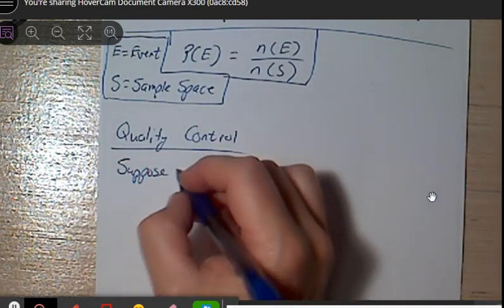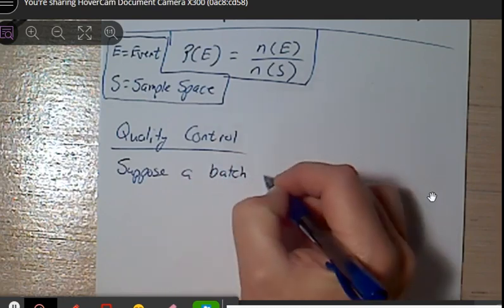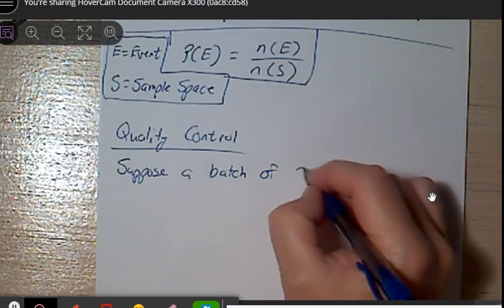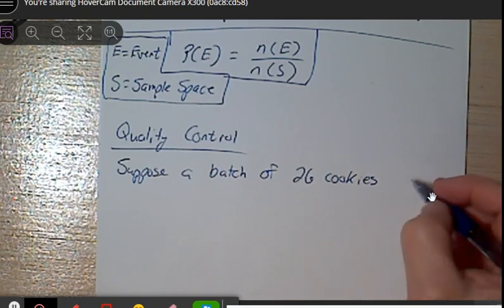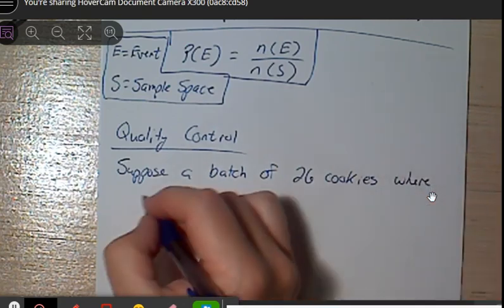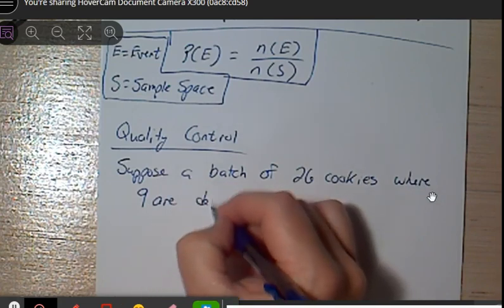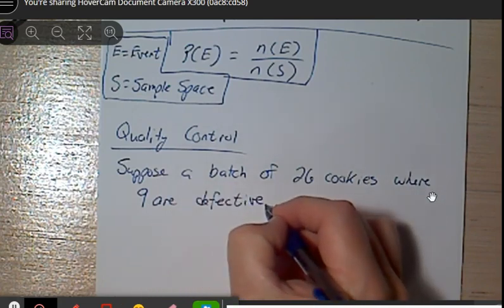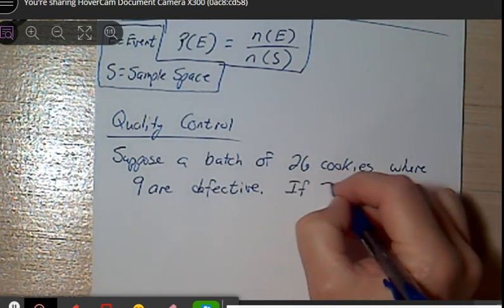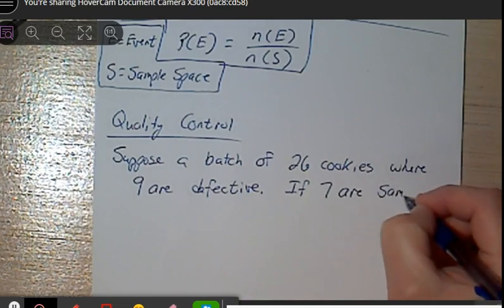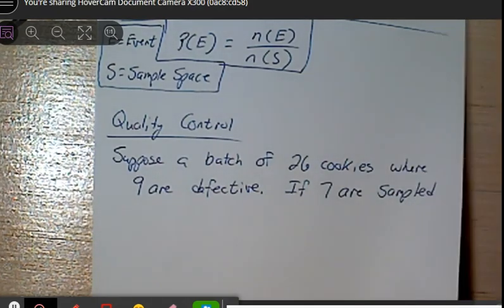Let's say suppose you have a batch of 26 cookies where 9 are defective. I don't know how you'd have a defective cookie. Maybe it's not supposed to have peanuts in it, and maybe it does because you've got somebody with peanut allergies. I don't know, we're just making up something here. Okay, if 7 are sampled, because if it's cookies, you can't have just one. You've got to have more than one cookie.